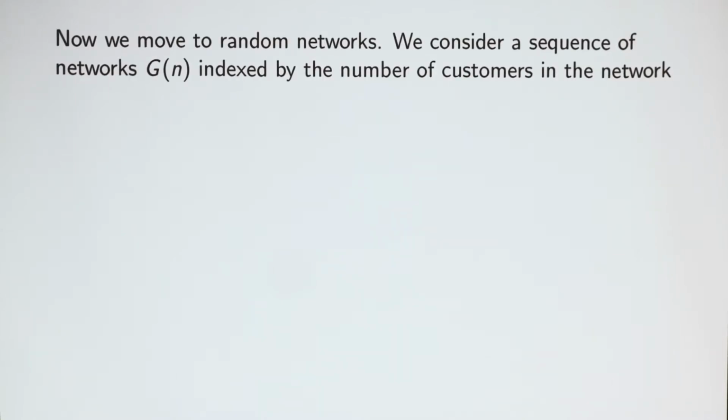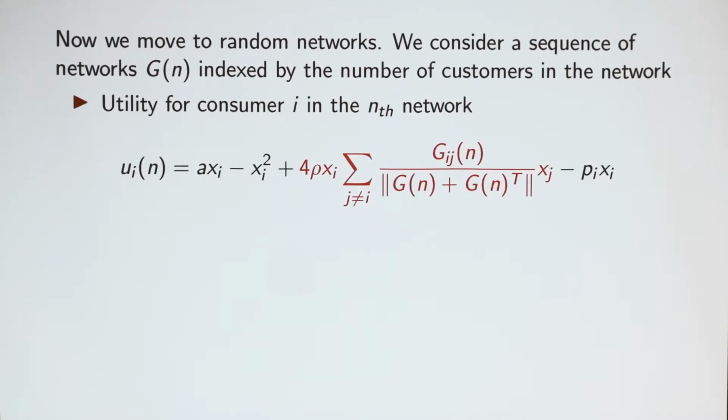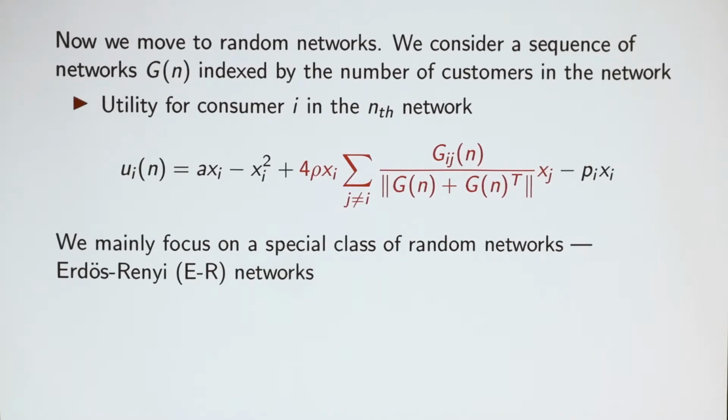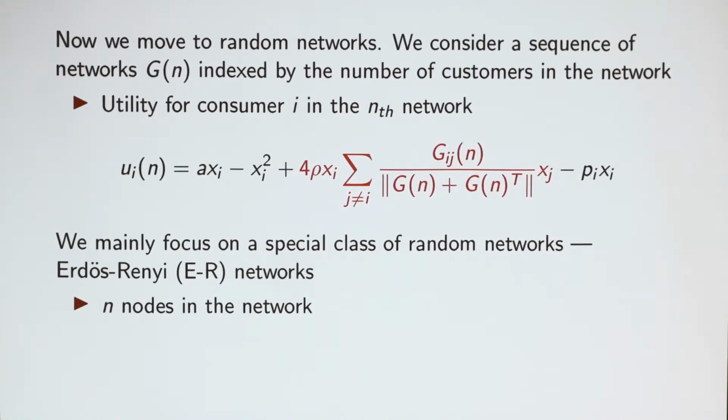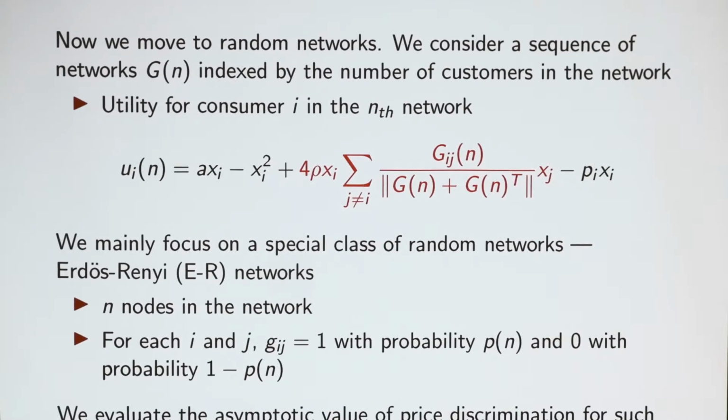To do that, we consider a sequence of networks indexed by the number of customers in the network. This n is the number of customers. And a simple generalization of the utility function as before. Then for this paper, we mainly focus on a special class of random networks called the Erdos-Renyi networks. To remind you a little bit, this network assumes that if there are n nodes in the network, then for each ordered pair of nodes, with probability Pn, the link between them exists, and with probability 1 minus Pn, the link does not exist. And we are interested in evaluating the asymptotic value of price discrimination for such networks.